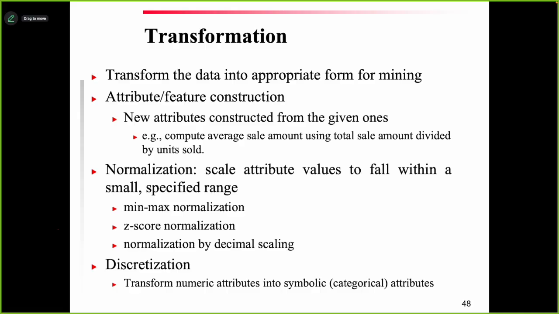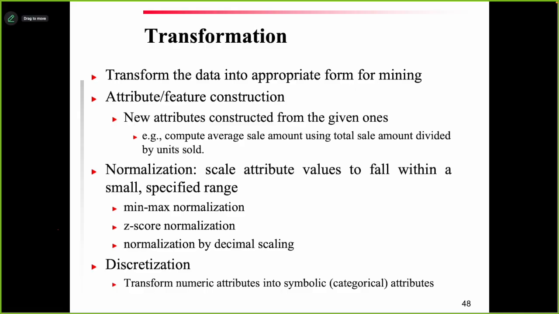Now we want to change the form of data to make data mining easier. This is called transformation. So we want to transform the data into an appropriate form for data mining. And we can do, for example, feature construction, when we create new features from existing ones. For example, instead of total sale and units sold, we can create average sale per item. And this new feature may be more meaningful and more useful for our analysis.